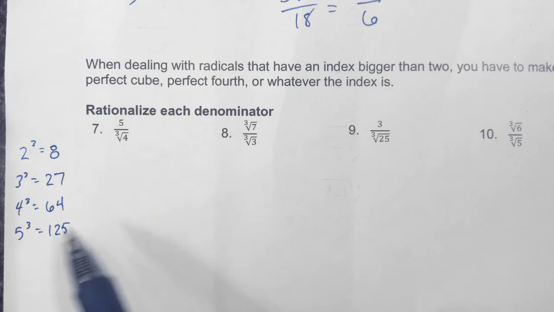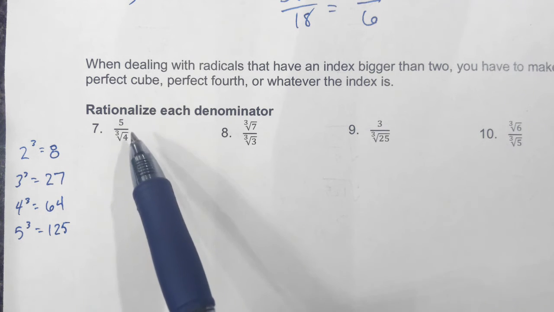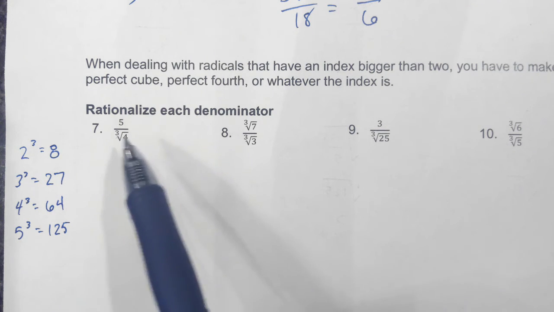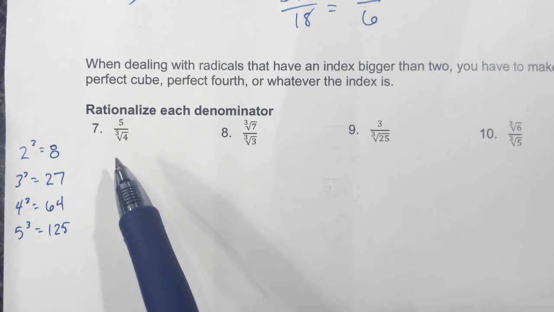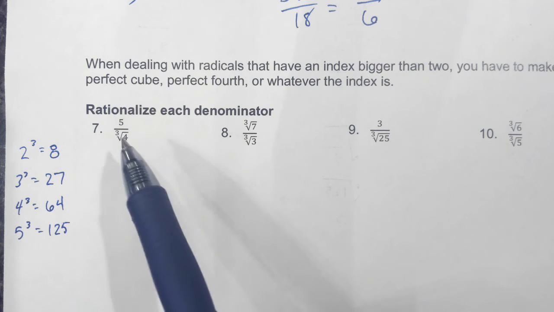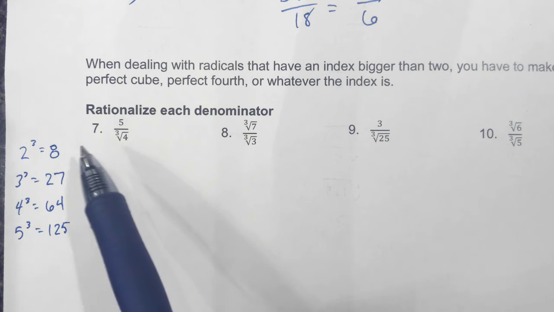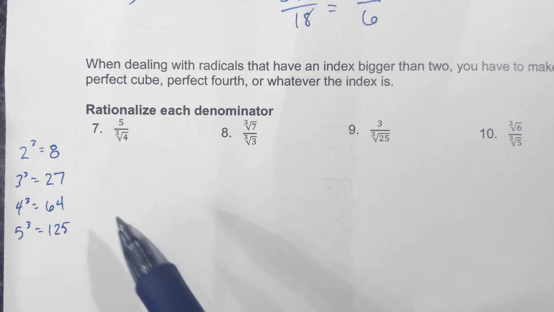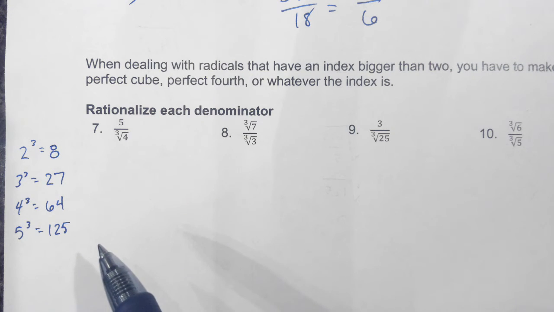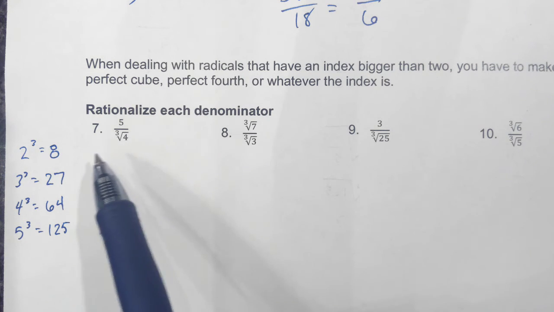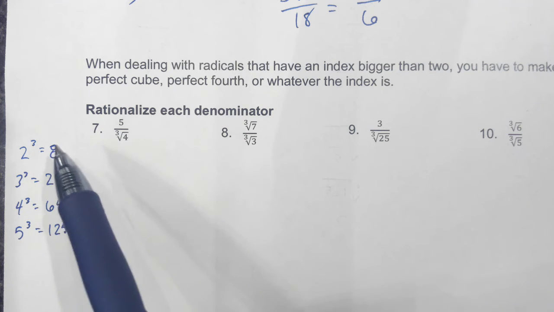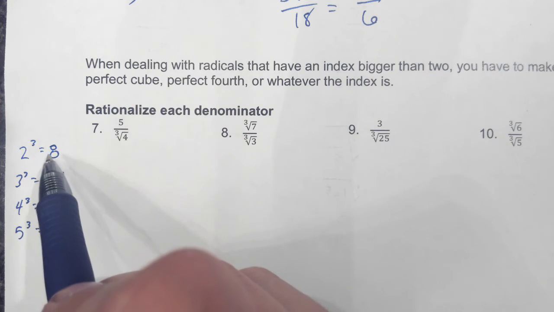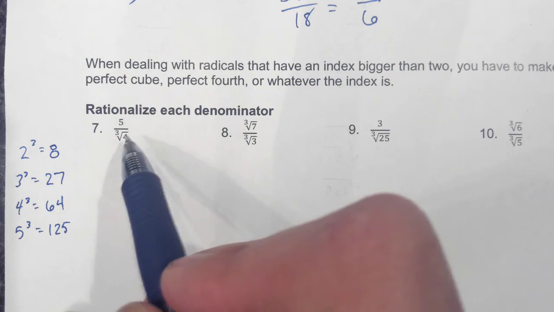Okay, so I'm going to write those down to help us out because what we need to do is we need to make this denominator a perfect cube. So can I make 4, and I want to go and make it as small as possible because that's going to make the least amount of reducing. Can I make 4 a perfect cube, can I make it 8? Yeah, I can. The quickest perfect cube I can get to is 8. How can I get from 4 to 8?